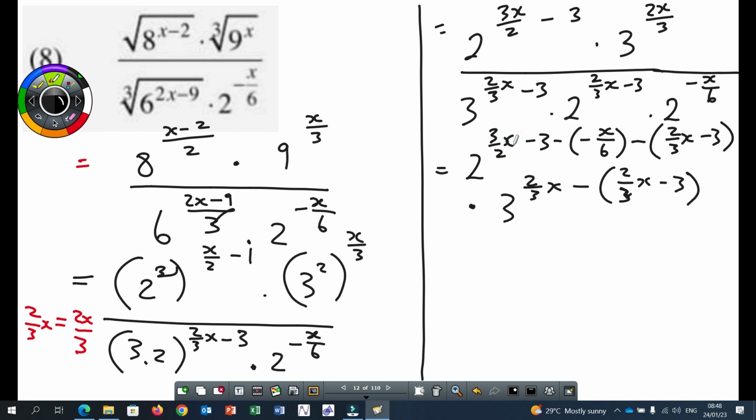It shows that people are following. Alright, so 3 over 2x minus 2 over 3x. You see that the denominator is not the same here, so they cannot cancel out. Okay, I'm sorry for that mistake.